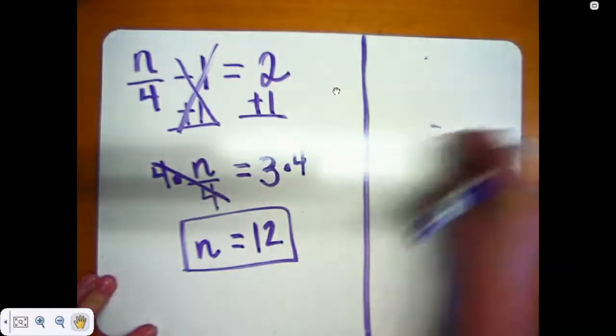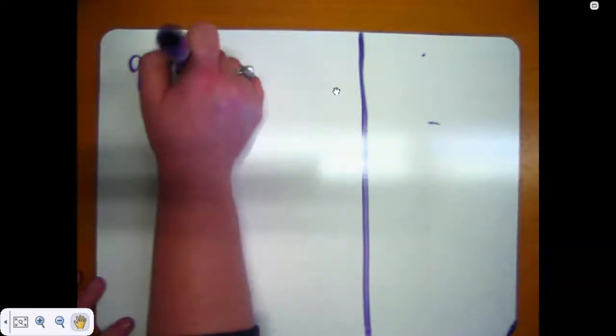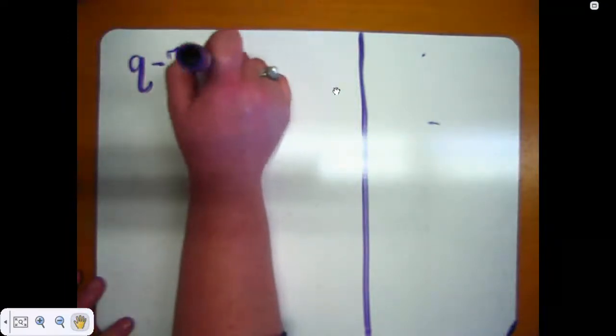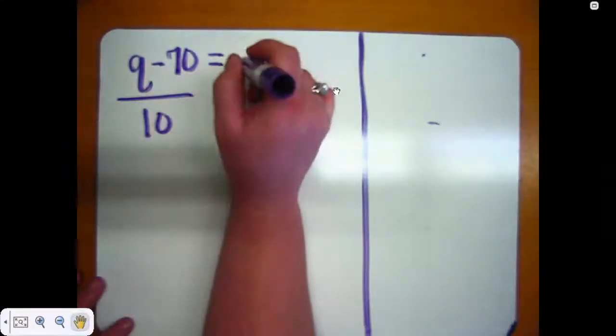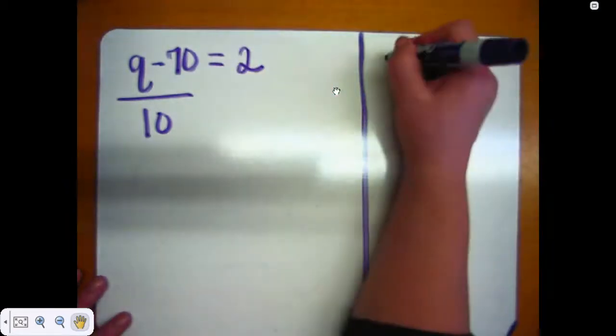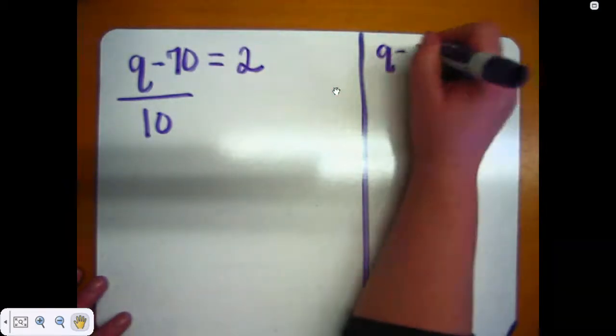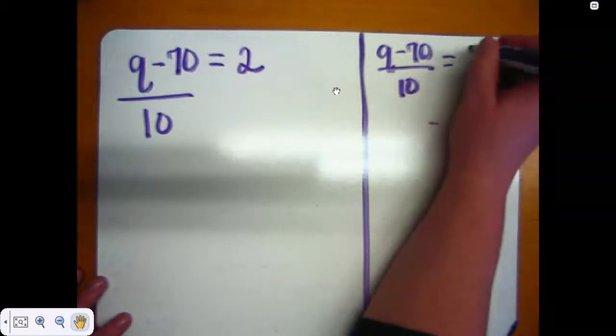Let's try another one. You may see something that looks like this. Q minus 70 over 10 is equal to 2. Let's go ahead and write that over here. Q minus 70 divided by 10 is equal to 2.